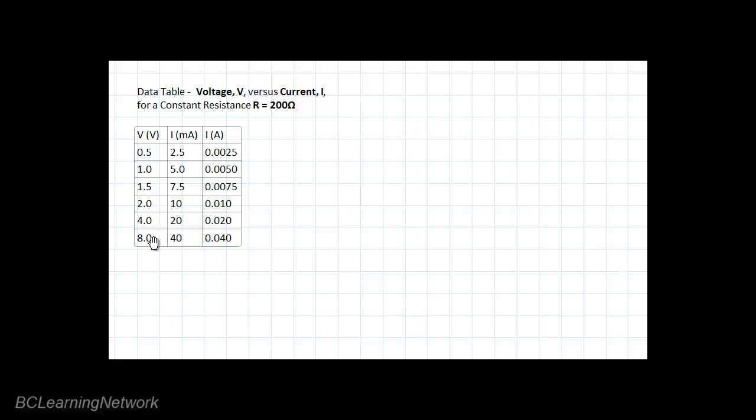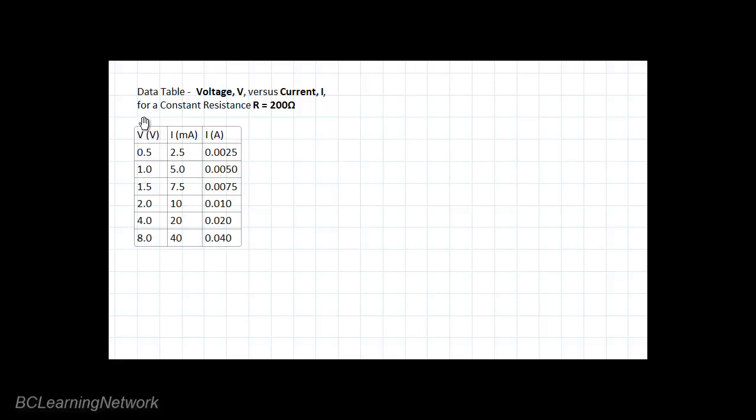Now I want to construct a graph of voltage versus current, but the current has to be in amps for this to have some meaning at this stage. So I've made one more column where I've converted my current to amps from milliamps. So I've taken all my milliamp readings and divided them by 1,000 to get amperage.